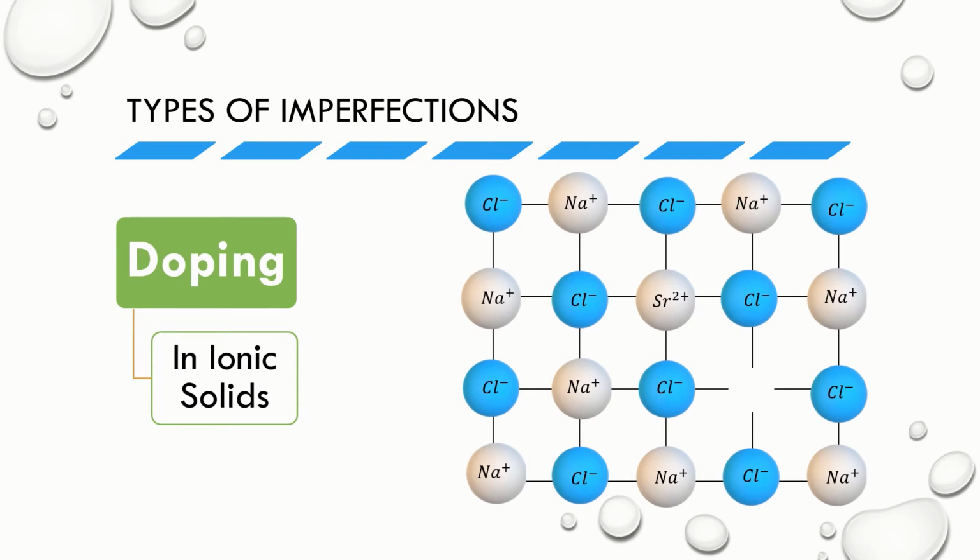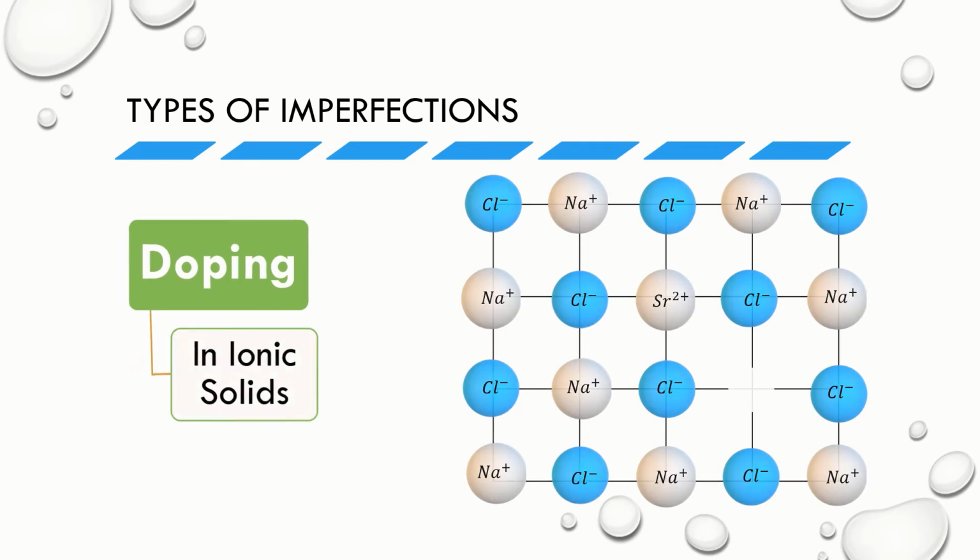For example, if molten sodium chloride containing a little strontium chloride as impurity is allowed to cool, in the crystals of sodium chloride formed, at some lattice sites, Na+ ions are substituted by Sr2+ ions. For every Sr2+ ion thus introduced, 2 Na+ ions are removed to maintain electrical neutrality.